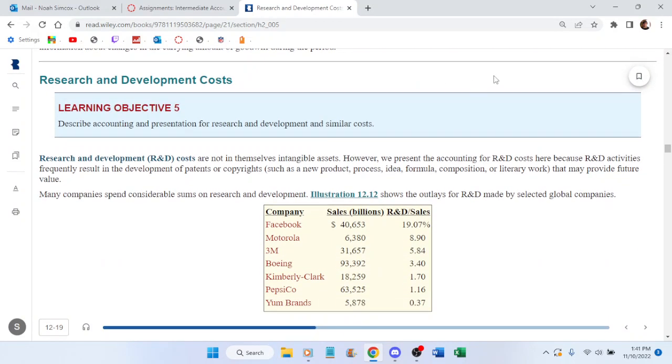Research and development costs. Research and development costs are not in themselves intangible assets. However, we present the accounting for R&D costs here because R&D activities frequently result in the development of patents or copyrights, such as a new product, process, idea, formula, composition, or literary work that may provide future value. Many companies spend considerable sums on research and development. Illustration shows the outlays for R&D made.